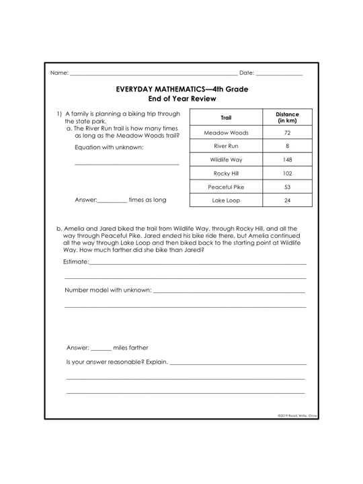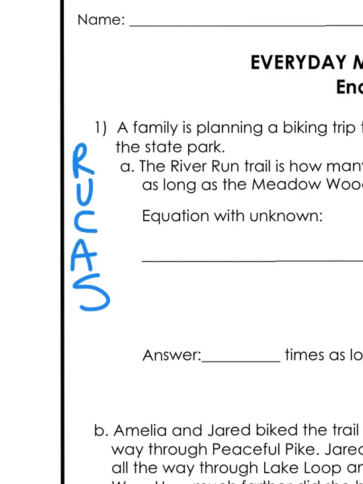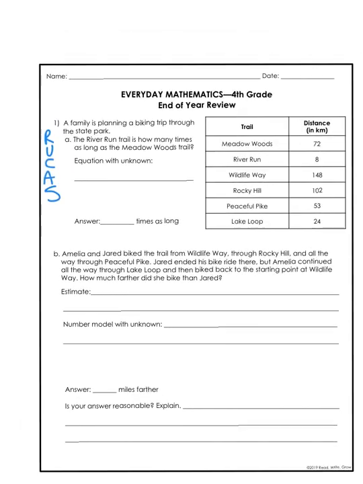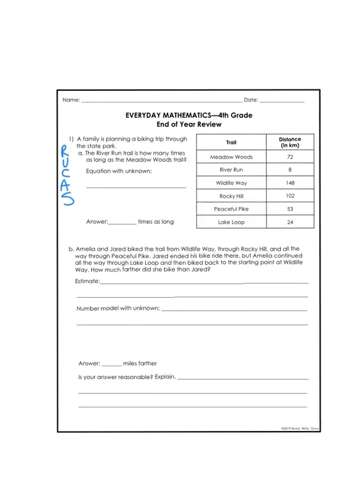A family is planning a biking trip through the state park. A. The River Run Trail is how many times as long as the Meadowwoods Trail? Equation with unknown. Okay, so it's a story problem, number story. So, of course, we are going to be using the RUCKUS strategy where we reread the problem, we underline the question, we circle important information, we come up with an action plan, and then solve. So I am just going to set up the problems, and I'm going to let you be in charge of solving the part. So you'll be in charge of the S of RUCKUS.